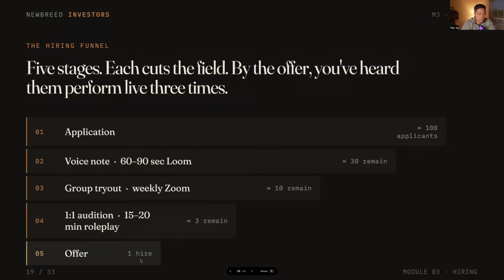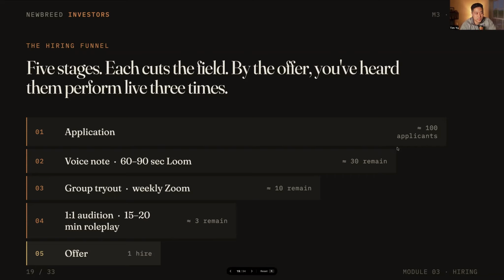And then last but not least, you offer 1 to 2 people. So that's how we do the hiring funnel. And if you guys haven't noticed, everything we do is a funnel, whether with marketing, with sales, or with hiring. Everything has to be systemized as a funnel so you can find the right person. You want to go through hundreds of people to find the 1 or 2 people that are actually going to make a difference in your business.